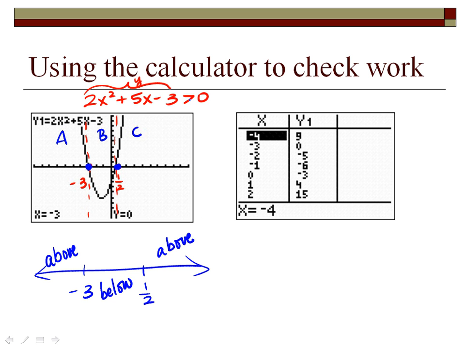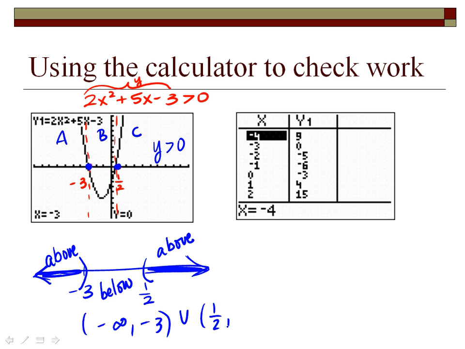Well, what does it mean to be greater than 0? This says find the values of x for which that y value is greater than 0. Well, where is y greater than 0? That is above the x-axis. So that would happen in the regions A and C. And what about the endpoints? Strictly greater than means I cannot include those. So I would have from negative infinity to negative 3, union 1/2 to infinity. So just knowing what the graph does, I immediately know which regions to include.